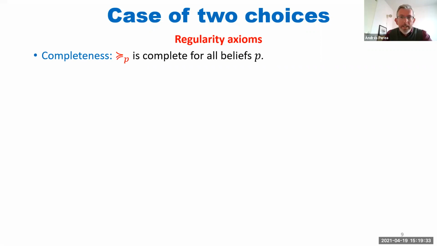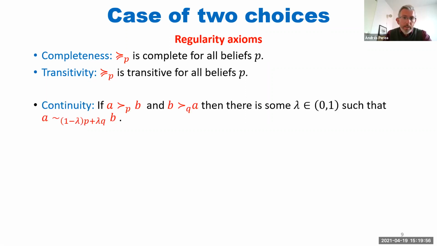Okay, the first one is completeness. It just says that for every belief P, your preference relation over X is complete. So for every belief, you can always rank each of your acts. Transitivity, also exactly as you would expect, means that for every belief P, your preference relation over X would be transitive. Then continuity. Okay, what does it say?